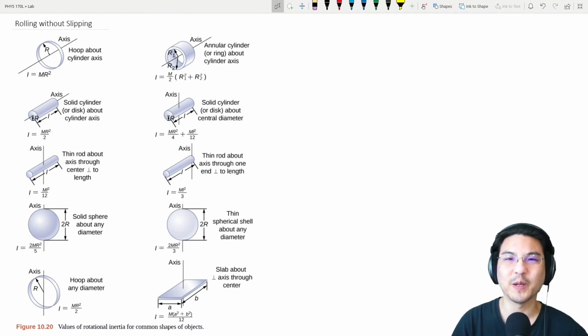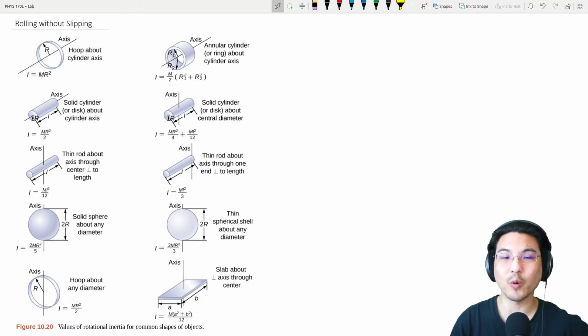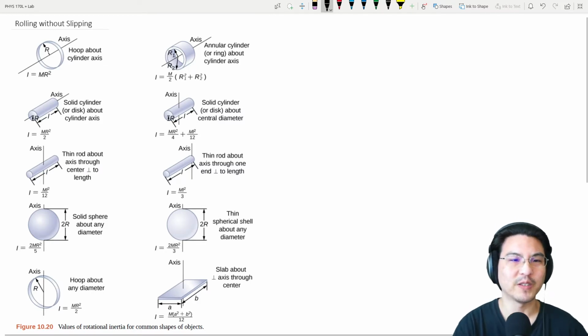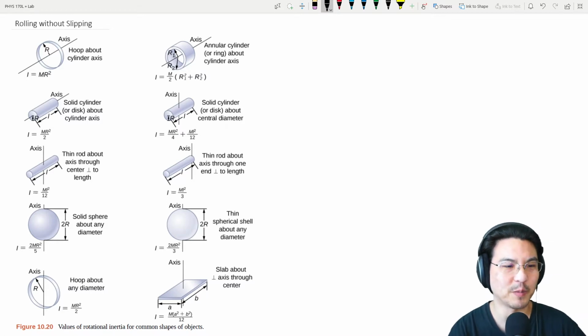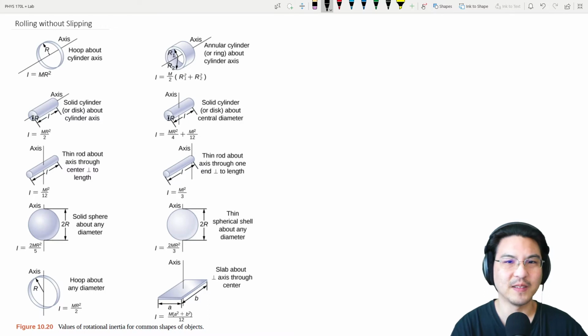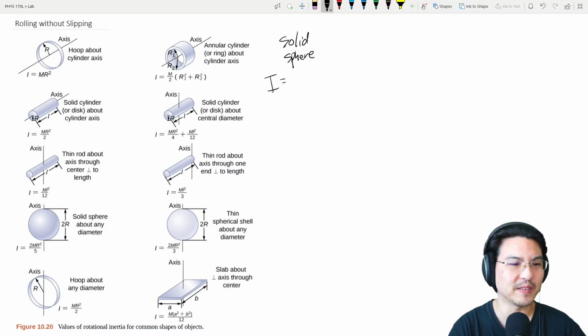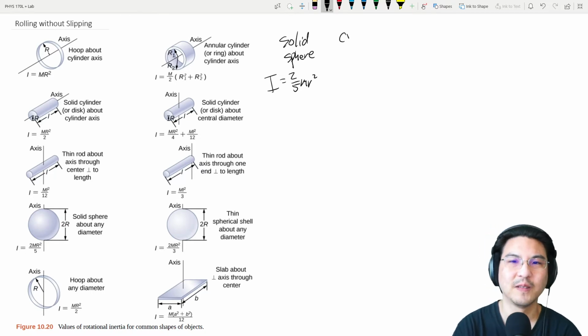Hey everybody, let's talk about your rolling without slipping lab report. So here's a table of different moments of inertia, and let me just pick a few out. Let's say we go with the solid sphere, and that moment of inertia is 2/5 mr squared. And then let's go with the cylinder or disk. The moment of inertia is 1/2 mr squared.